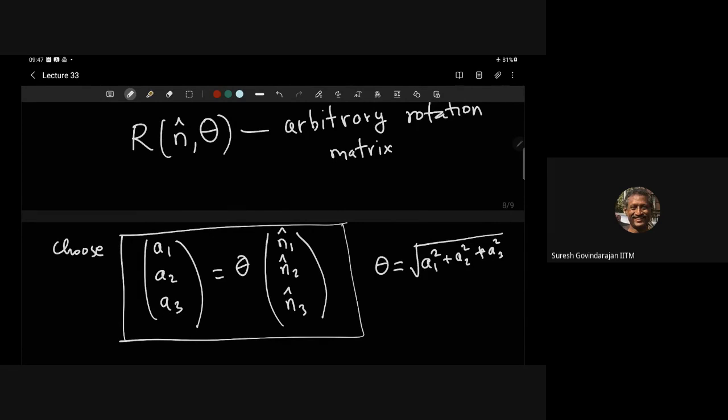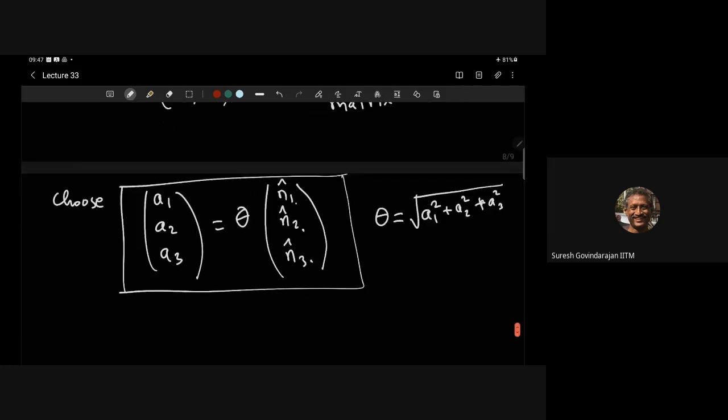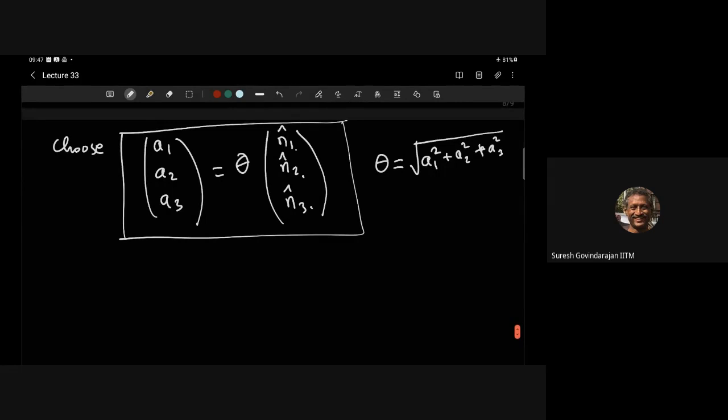Is this clear? Okay. So, because I want n1 square plus n2 square plus n3 square to be 1, that just takes care of this. Okay. So more generally, we can write A as theta times n hat dot T.